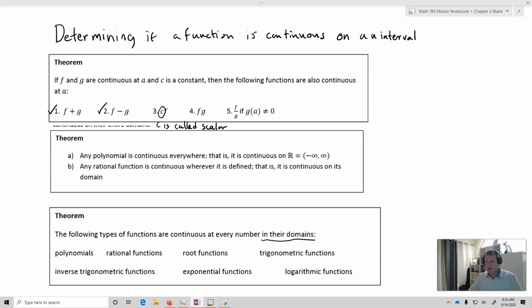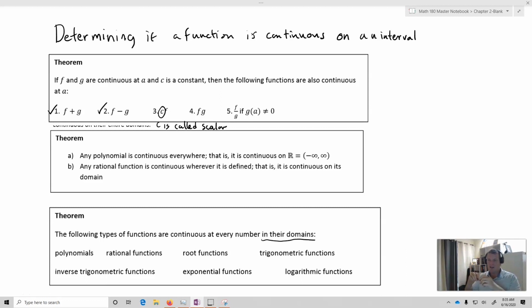Trigonometric functions. Some of them are defined everywhere, the domain is everywhere, like cosine and sine. Others, like tangent or cotangent, have some restrictions on their domains. Inverse trigonometric functions, think about those ones. They generally have restrictions on their ranges, and not on their domains. Exponential functions, same thing. Exponential functions frequently are continuous everywhere.